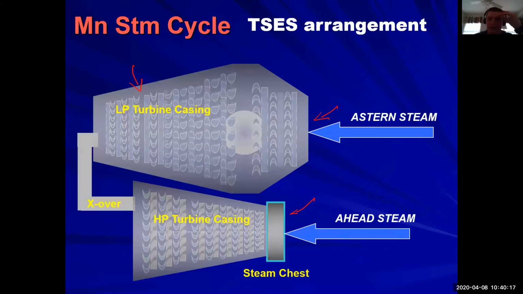Which turbine directly spins the shaft of the ship? Both do. When you are going ahead, both the low pressure and the high pressure are geared into the shaft of the ship. When you are going astern, the high pressure turbine casing is basically just going for a ride. Only the low pressure turbine is actually forcing the ship to go astern.